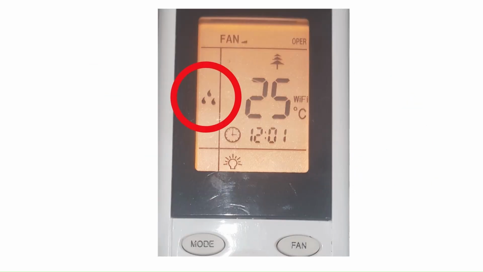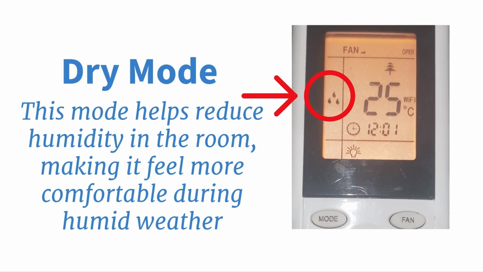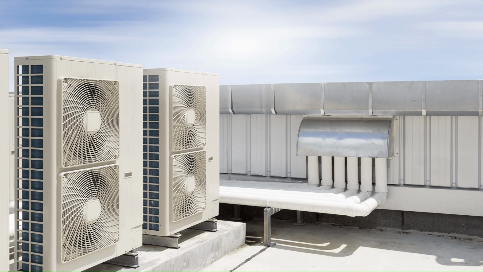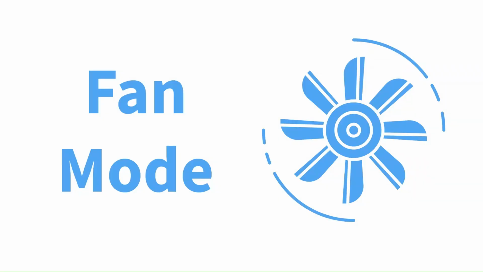Another common one is the dry mode. It is often shown as a water droplet. This mode helps reduce humidity in the room, making it feel more comfortable during humid weather. This mode removes the extra humidity in your room by cycling the compressor on and off for short periods of time.